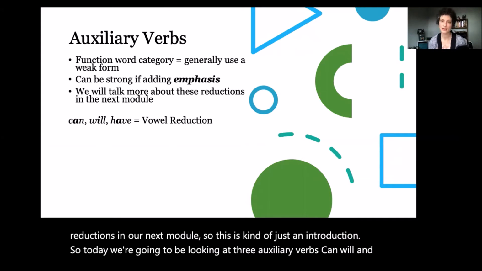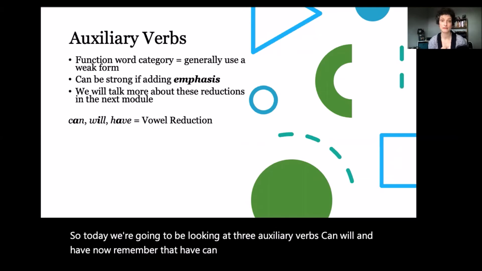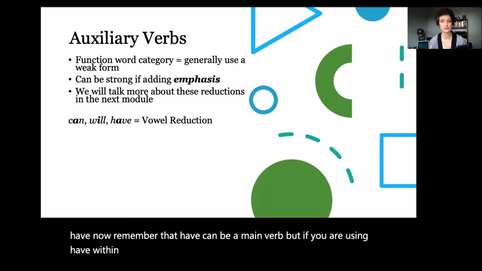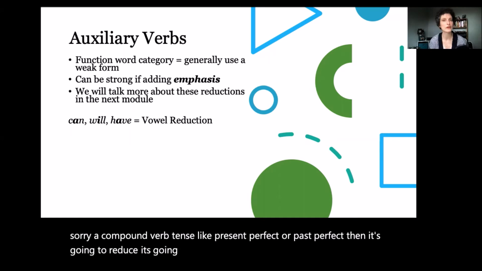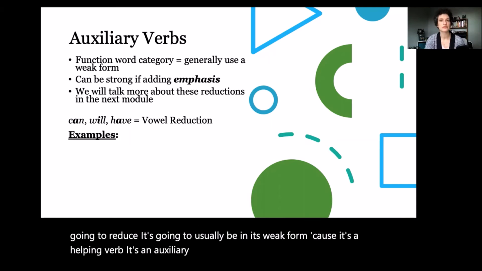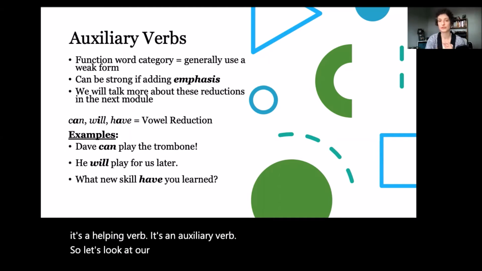Now remember that have can be a main verb. But if you are using have in a compound verb tense, like present perfect or past perfect, then it's going to reduce. It's going to usually be in its weak form because it's a helping verb. It's an auxiliary verb. So let's look at our first example. We have 3 examples, 3 sentences.